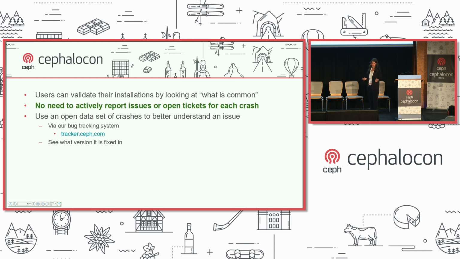Users don't need to actively report issues or file bugs because everything goes to us, and we have a very detailed dashboard that we can look at, and we sync that to our bug tracking system as well. And then they can use this open data set in the bug tracking system and see if the issue is fixed and what version it's fixed in, so they can upgrade to it.